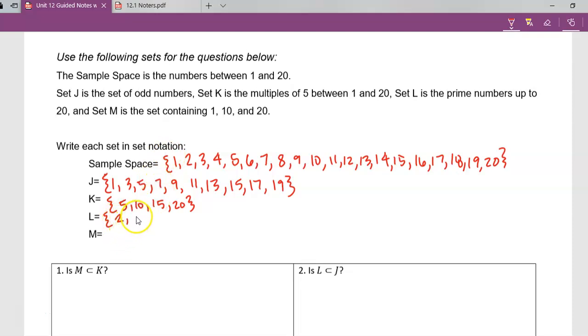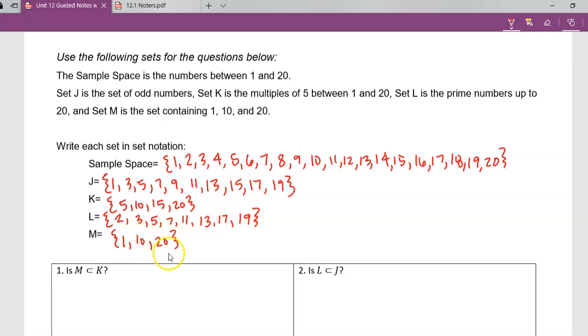So 2 is prime, 3 is prime, 4 is not because I could do 2 times 2 as well as 1 times 4. 5 is prime, 7 is prime, 9 no, 10 no, 11 is prime, 13 is prime, and 17 is prime. And also 19. Okay, so here are our prime numbers between 1 and 20. And then M is a set containing 1, 10, and 20.